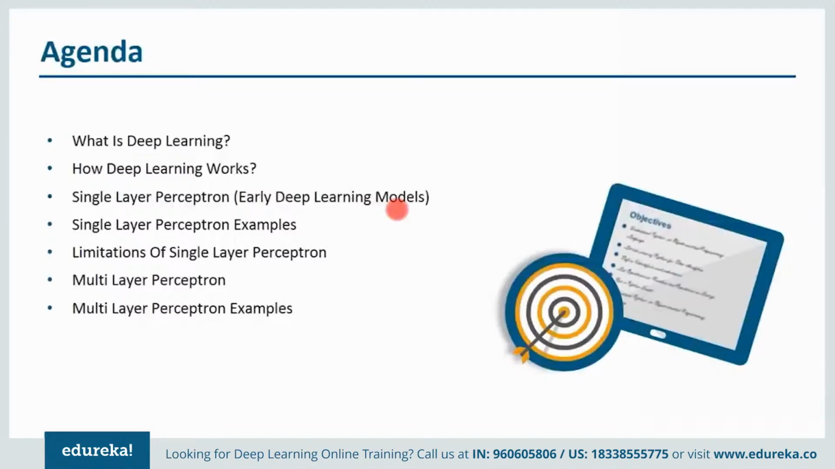Then we'll also understand the limitations of single layer perceptron that led to the evolution of multi-layer perceptron. We'll understand how multi-layer perceptron overcame those limitations, and we'll also look at various examples of multi-layer perceptron. So guys, we'll move forward now and understand what exactly is deep learning and how it works.